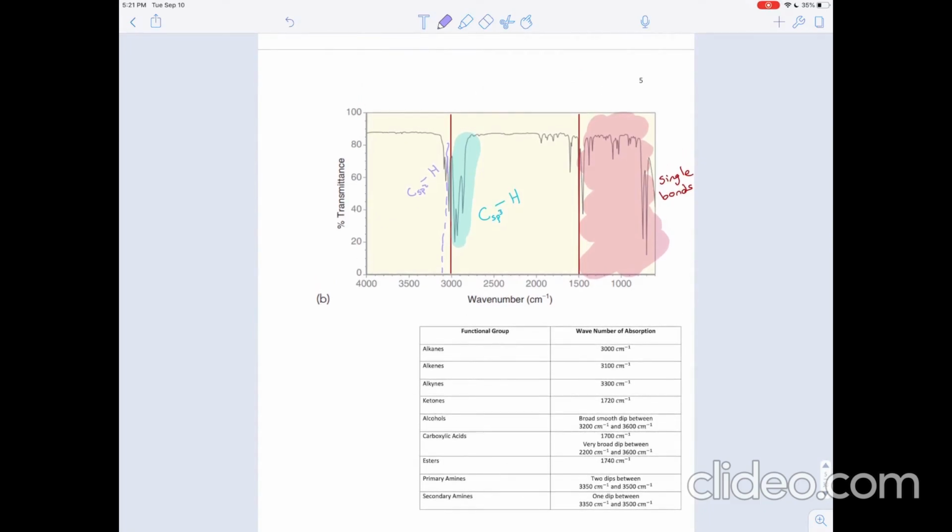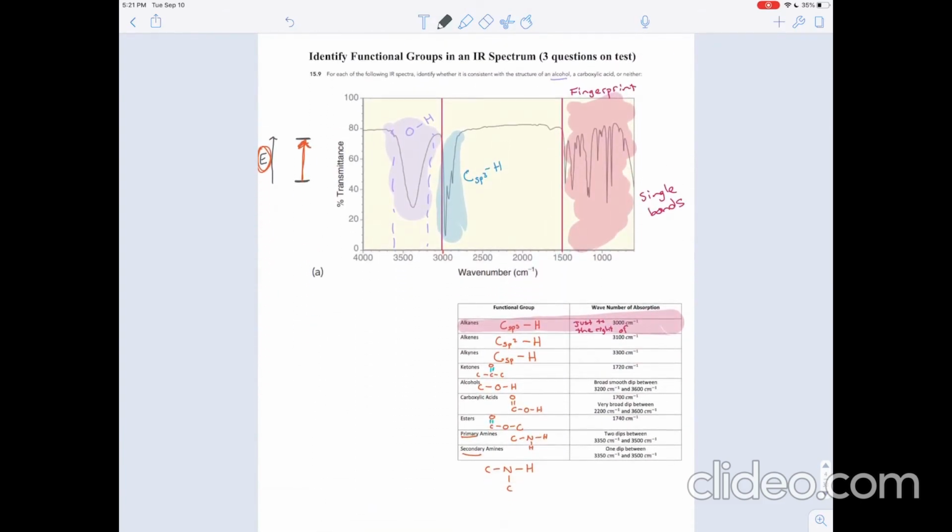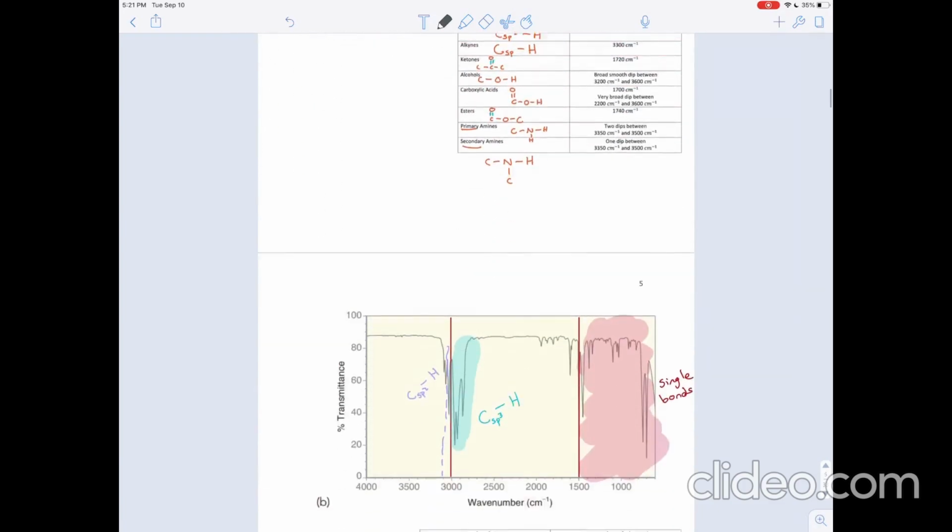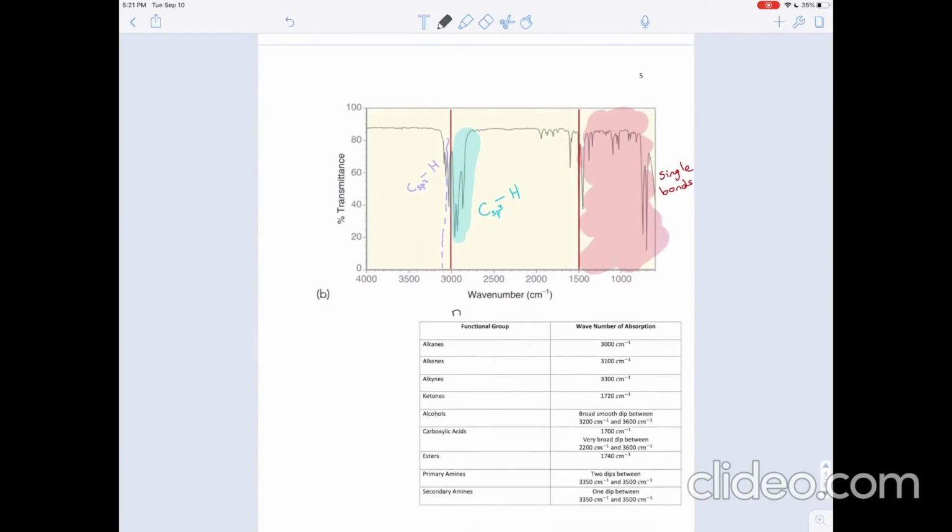Okay, so this does not have an alcohol, it does not have a carboxylic acid, so this would have neither. Remember, the question for this specific problem was, do you have an alcohol, a carboxylic acid, or neither? In this top one, we had an alcohol. In this one now, we see that we have neither.